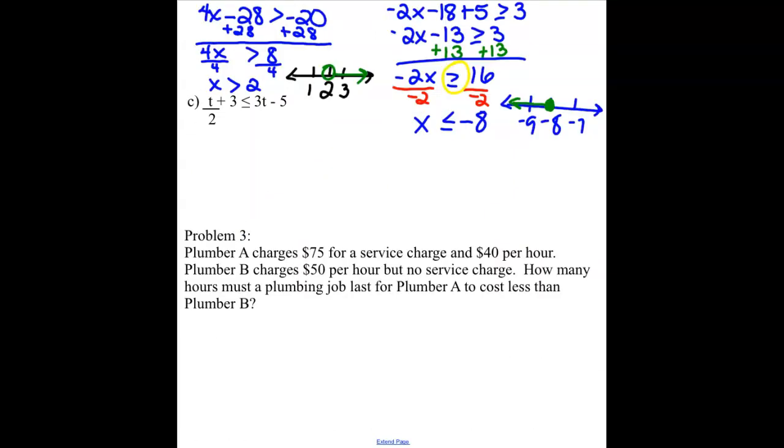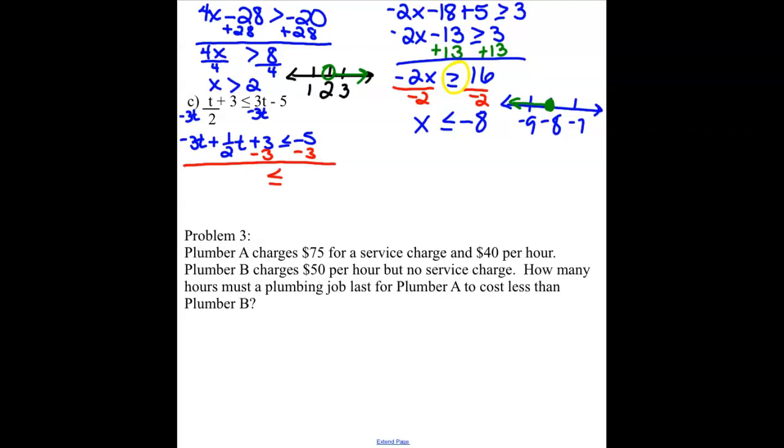All right, our next example, we have a variable in 2 different spots. So our first step is going to be to get all the variables to one side and all the constants to the other. So I am going to subtract the 3t from both sides. So I have negative 3t plus 1/2 t plus 3 is less than or equal to negative 5. I can then move my constant and subtract it to the other side.